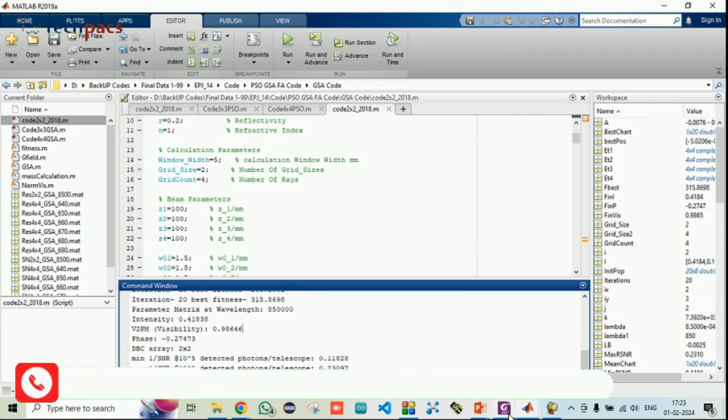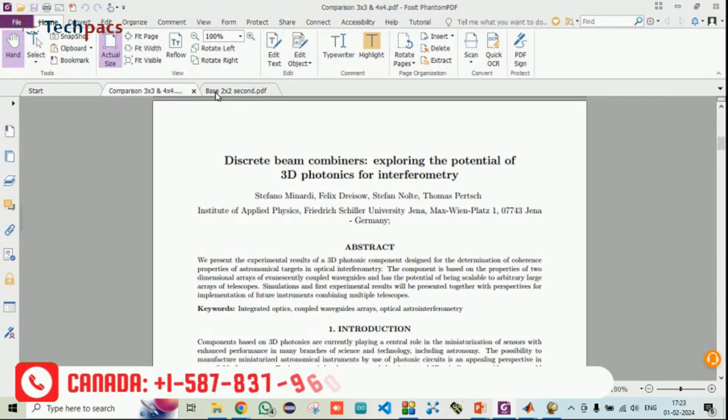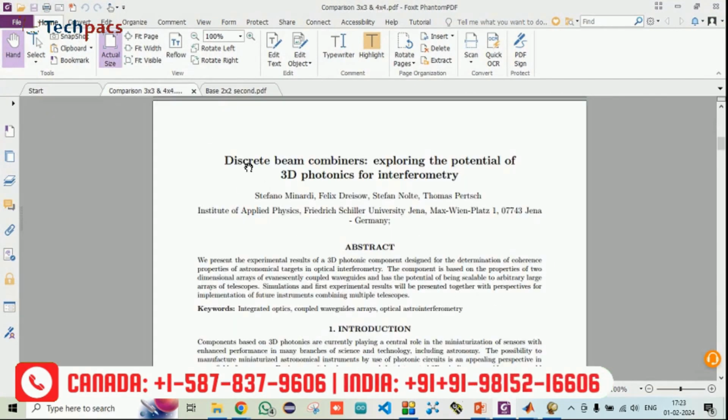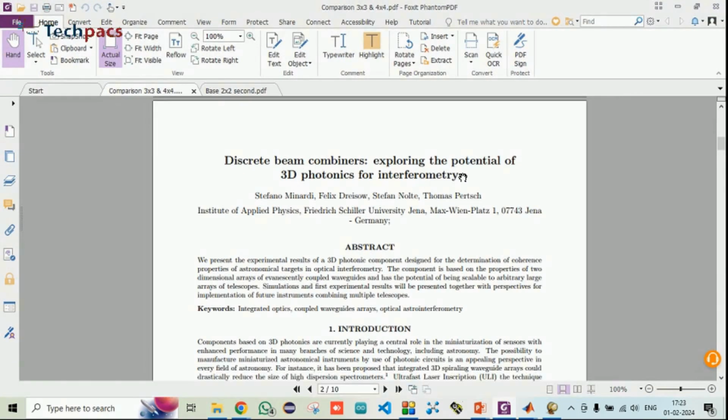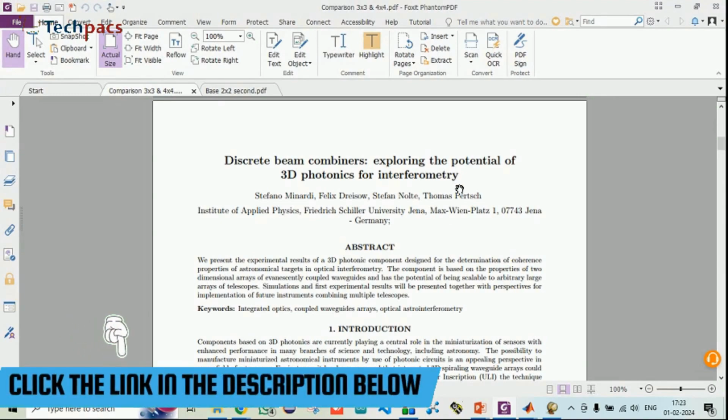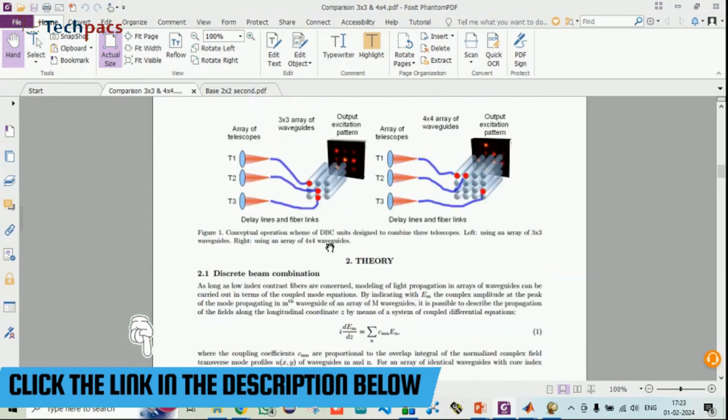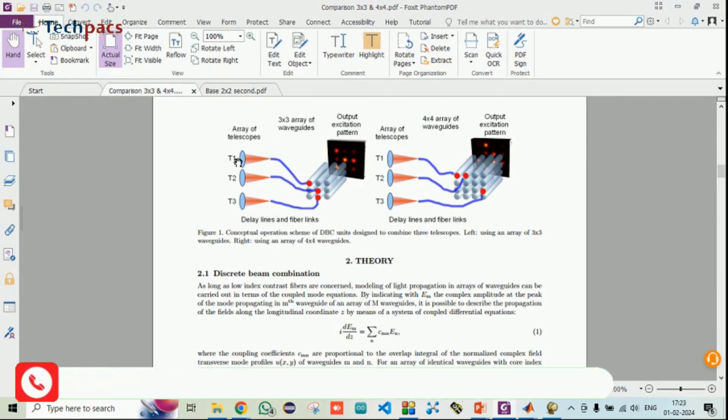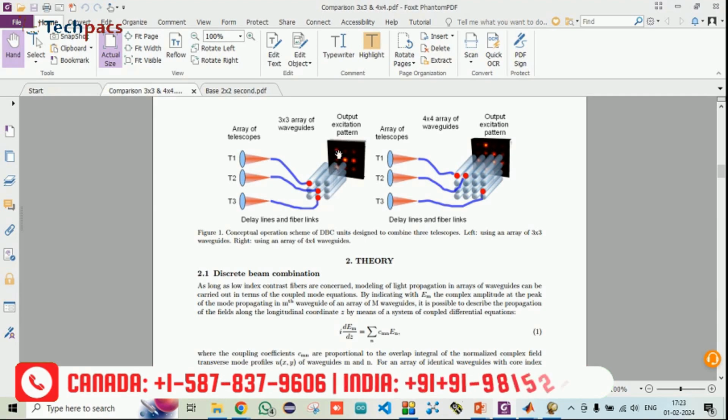Let's see what exactly the current systems were. These are a few of the base papers that we can share with you, in which we are following the discrete beam combiner, DBC, which is specifically for interferometry, which I already told you, for telescopic interferometry, in which we have a setup like this, with a number of telescopic arrays putting their light over the waveguides, where through the waveguides the light patterns are sent to the excitation patterns.